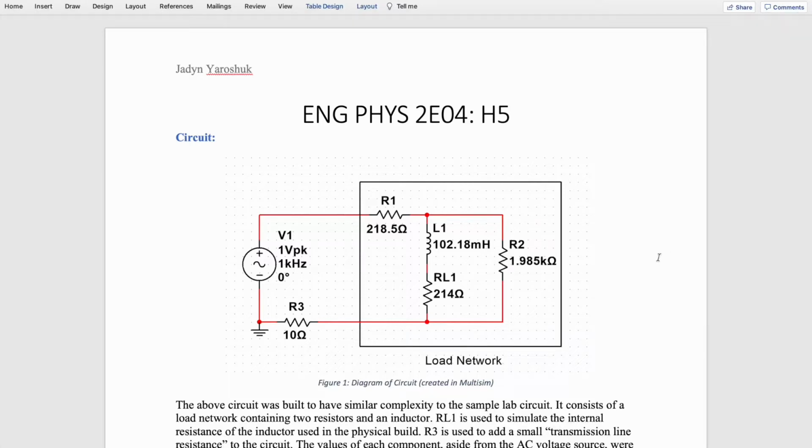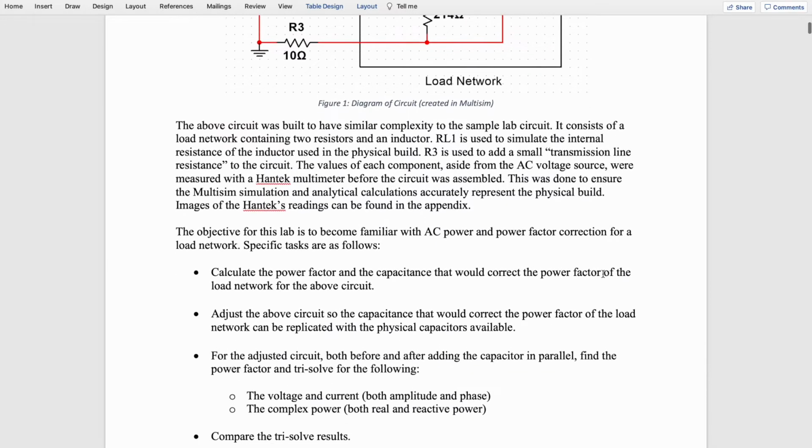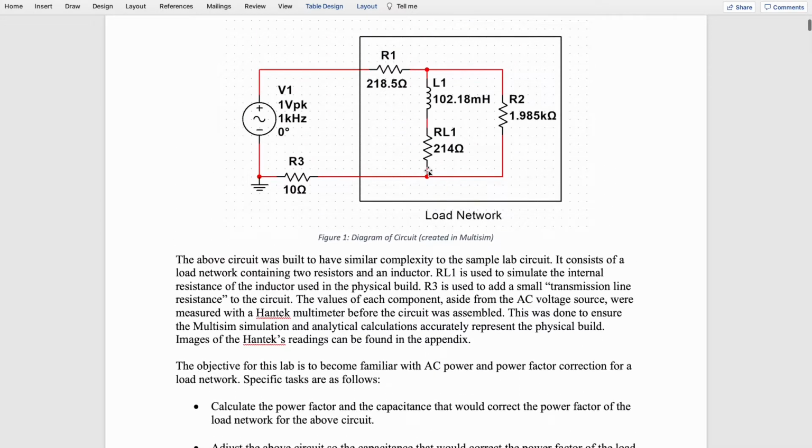For this lab, our objective was to become familiar with AC power and power factor correction for a load network. And so the tasks for this lab were to design a circuit similar to the sample lab circuit. This is what I designed right here. And then calculate the power factor and power factor correction for this load network.